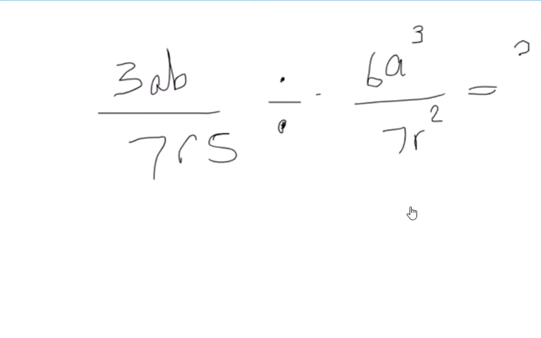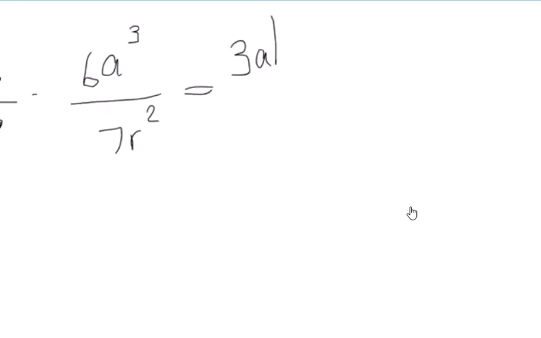How am I going to do that? I'm going to write over the fraction 3ab all over 7rs. I'm changing my division sign to a multiplication sign. Then I'm going to flip the next fraction, or what we say, find the reciprocal of the next fraction.